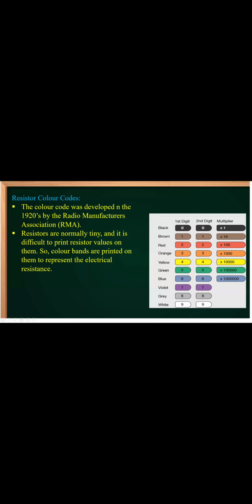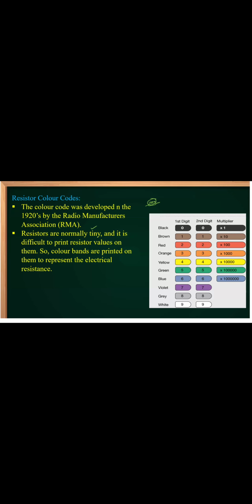Then why do we go for the color codes? The color codes were developed in the 1920s by the Radio Manufacturers Association, that is RMA. Generally, resistors are normally tiny, very small resistors. On a small resistor, if you want to print the value, for example 10 ohms or 100 ohms, printing this value is very difficult. To overcome these problems, we go for the color codings, color bands.